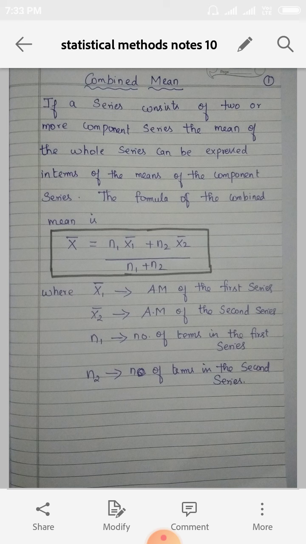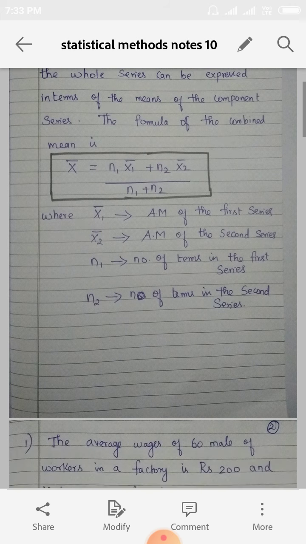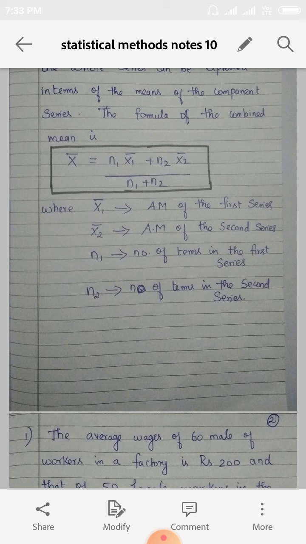For the combined mean, the formula is: capital X bar, denoted as the combined mean, is equal to n1 x1 bar plus n2 x2 bar divided by n1 plus n2, where x1 bar is the arithmetic mean of the first series and x2 bar is the arithmetic mean of the second series. n1 is the number of terms in the first series and n2 is the number of terms in the second series. This is the formula for the combined mean when two series are given.